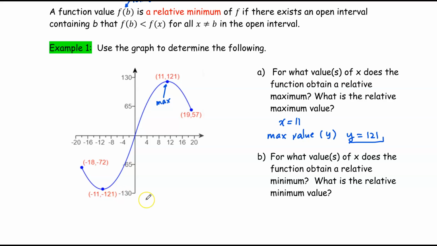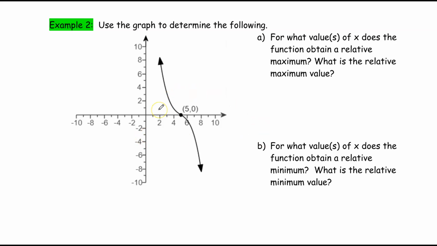Now, a minimum, it is a minimum if it is the lowest point. So there's an open interval for which it is the lowest point. This point here on the graph is a minimum. So the x value for which the minimum point occurs is at x equals -11. So the x coordinate here is -11. And the relative minimum value, that is the y value, and that is just y equal to -121.